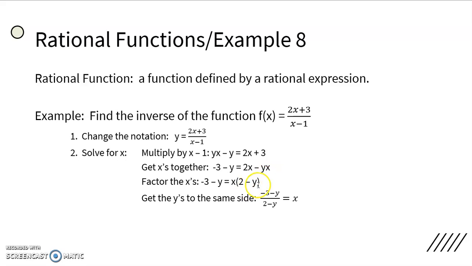Now I'm going to factor to get the x's out of this expression. So I factored by a GCF. And then I'm going to get the y's to the same side by dividing by 2 minus y. Okay, now if that was a bit confusing, just pause the video, take a look at the written out steps, and see if you can make sense of them.